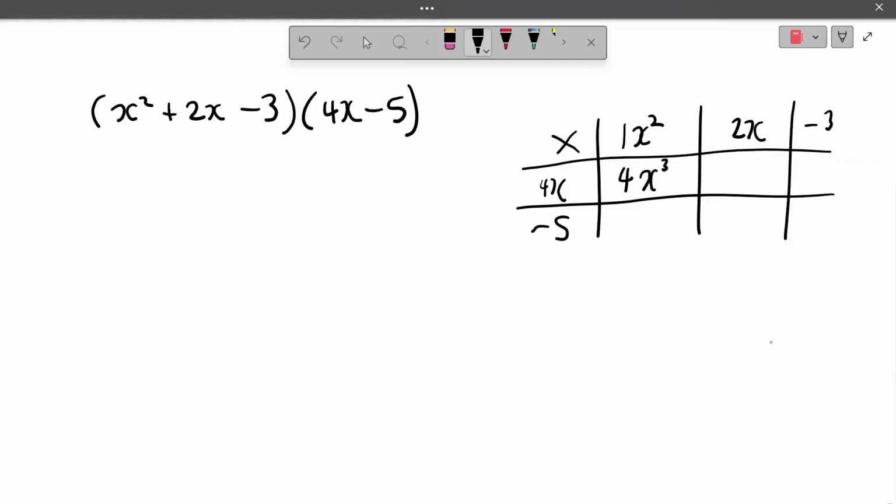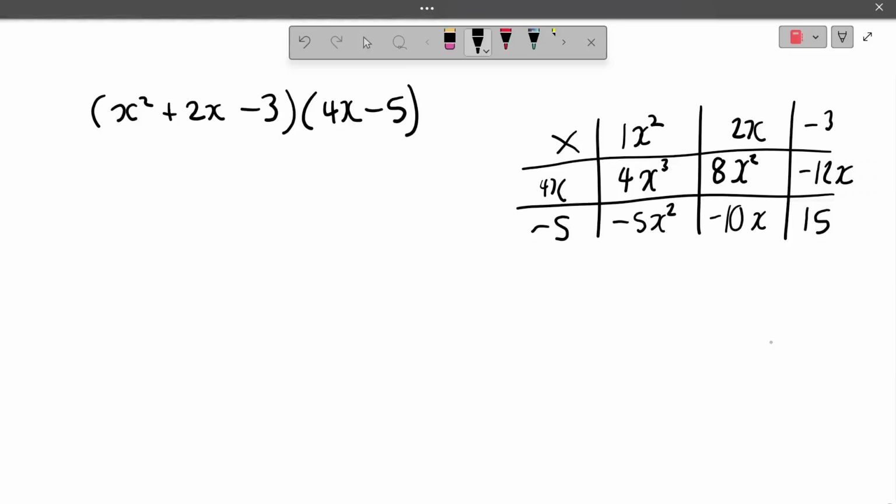4 times 2 is 8. x times x is x squared. 4 times minus 3 is minus 12, and then an x. 1 times minus 5 is minus 5x squared. Minus 5 times 2 is minus 10, and then we just have an x. And minus 5 times minus 3 is a positive 15.